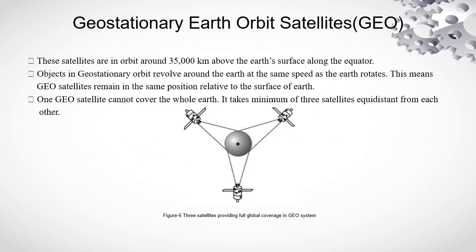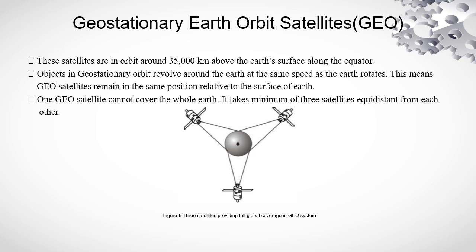Now, moving forward to the third satellite category, GEO, which is geostationary Earth orbit satellite. These satellites are in an orbit of around 36,000 km above the Earth's surface along the equator. Objects in the geostationary orbit revolve around the Earth at the same speed as the Earth rotates. This means geosatellites remain in the same position relative to the surface of Earth.